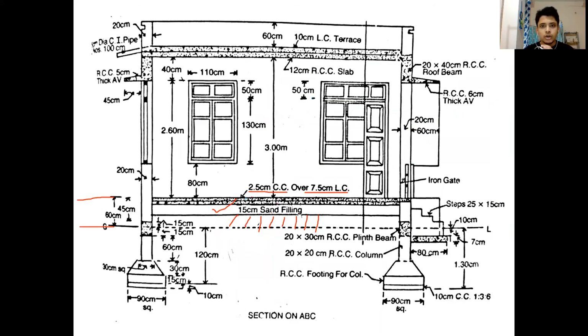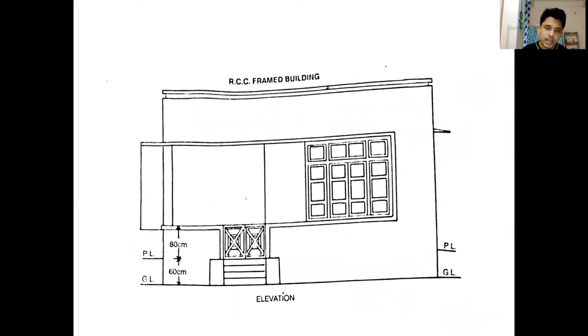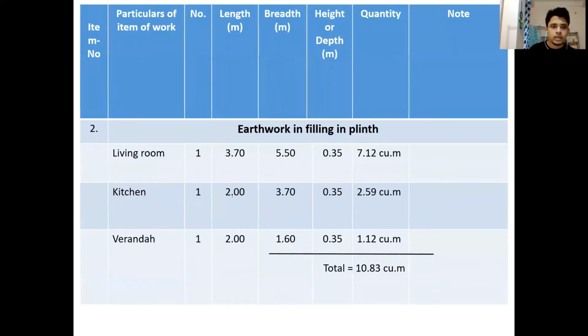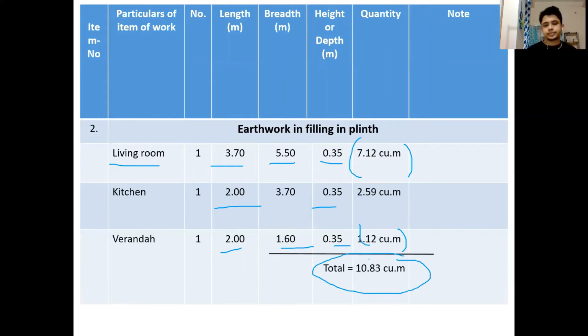The thickness or height or depth of the earth filling work remains the same in all cases. Okay, so for the living room, 3.7 meter by 5.5 meter, 0.35 meter is the height. This is the value. For the kitchen similarly, for the veranda similarly. So then we get the total volume of earth filling.